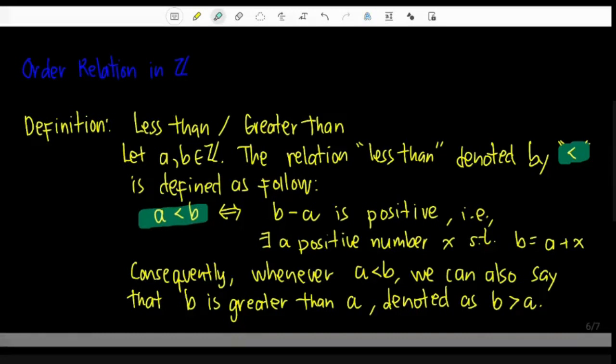So that means na para masabi mo na ang B ay greater than A, kailangan idadagdagan mo pa ng X si A para maging equal sila ni B. Okay?